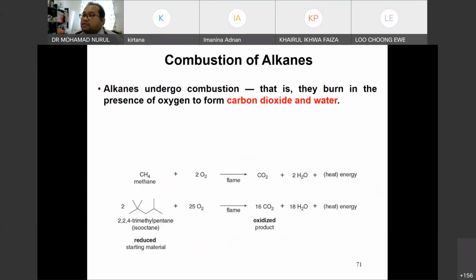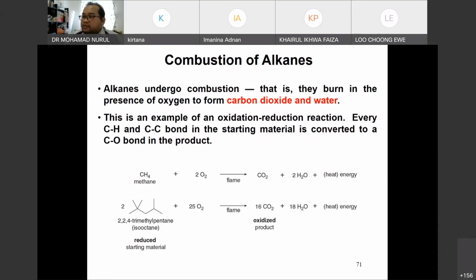For the combustion of alkanes, alkanes undergo combustion. For example, the easiest is petroleum, the gas that we use for kitchens. They will burn in the presence of oxygen and give you carbon dioxide and water. This is an example of an oxidation-reduction reaction. Nothing important about this one, it just gives you an example of oxidation and reduction.